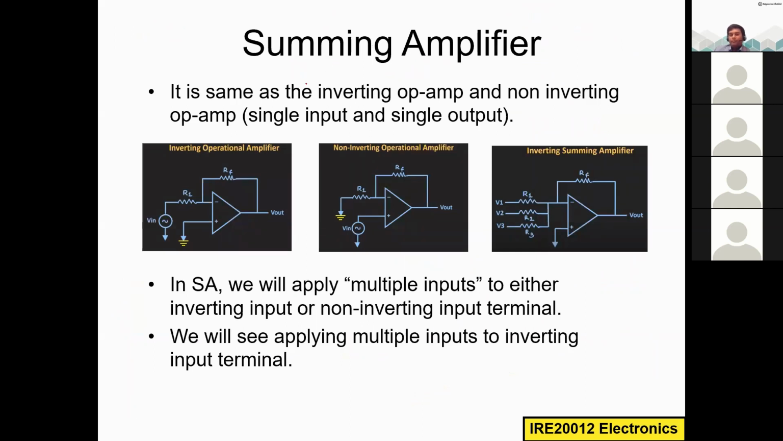Okay, summing amplifier. So summing amplifier is the same as the inverting operational amplifier and the non-inverting operational amplifier. So here you can see the circuit diagram of inverting op amp and non-inverting op amp. Here one input terminal is grounded and we are applying input to one terminal that is negative. So this is called an inverting amplifier, and we are getting a single output. Here also one terminal is grounded and we are applying input to the other input terminal, which is the positive or non-inverting input terminal. So we call this a non-inverting operational amplifier.